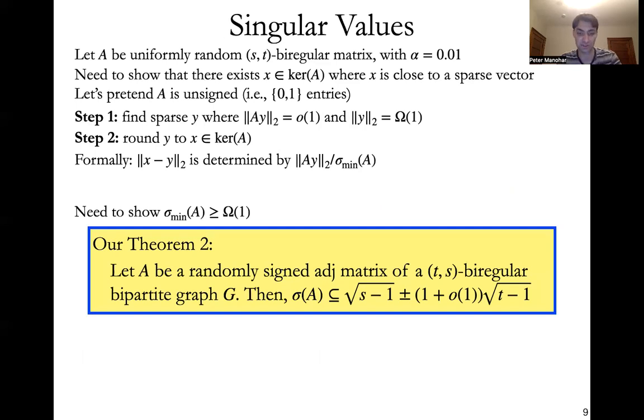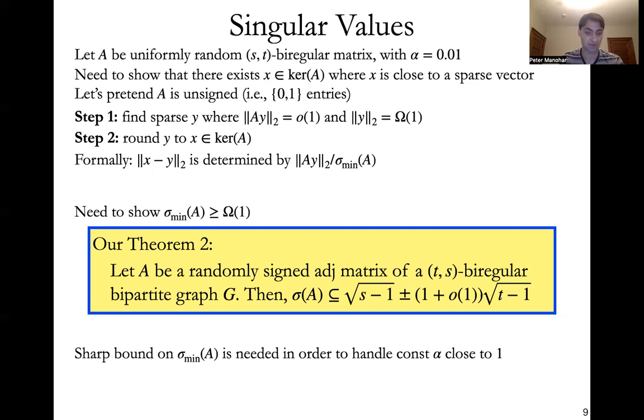We get a very sharp bound on singular values of randomly signed adjacency matrices of s,t biregular random bipartite graphs. We show that all singular values must be between roughly square root s plus or minus square root t. And in particular, the minimum singular value will be at least a constant. And the sharp bound on the minimum singular value is actually needed in order to handle the case when alpha is a constant that's kind of close to 1.